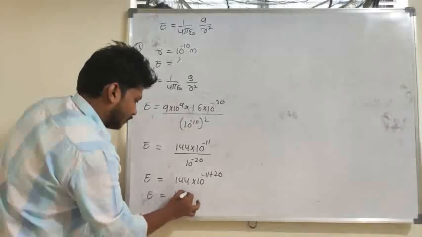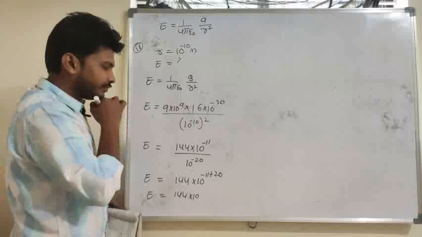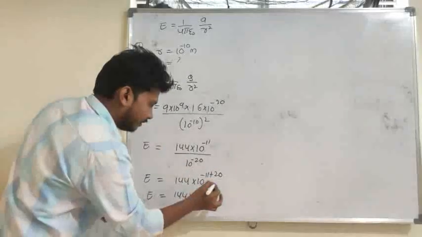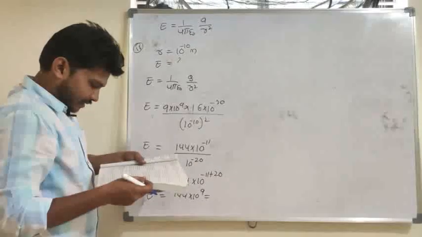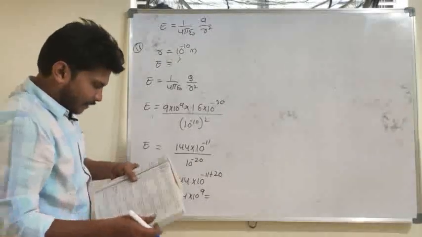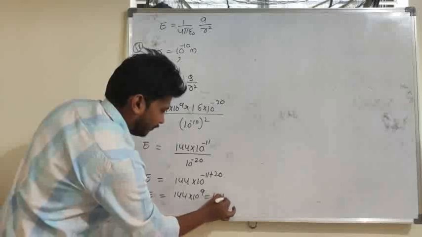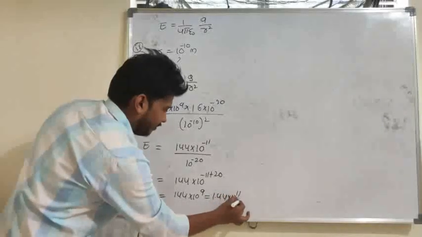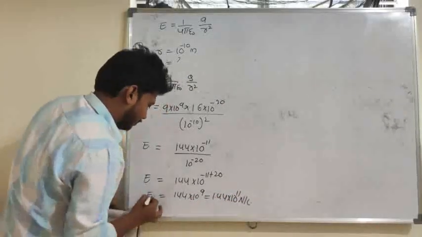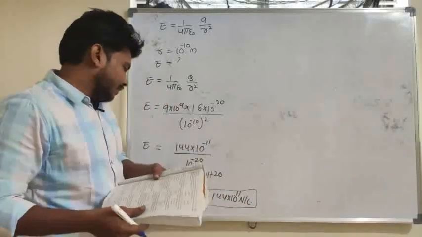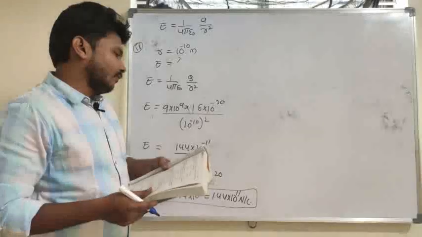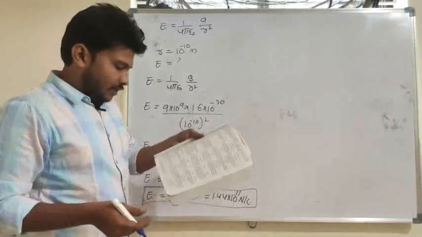So E is equal to 144 into 10 to the power of 9, or in that option they mention 1.44 into 10 to the power of 11 Newton per Coulomb. What is the electric field value here? 144 into 10 to the power of 9, or 1.44 into 10 to the power of 11 Newton per Coulomb.